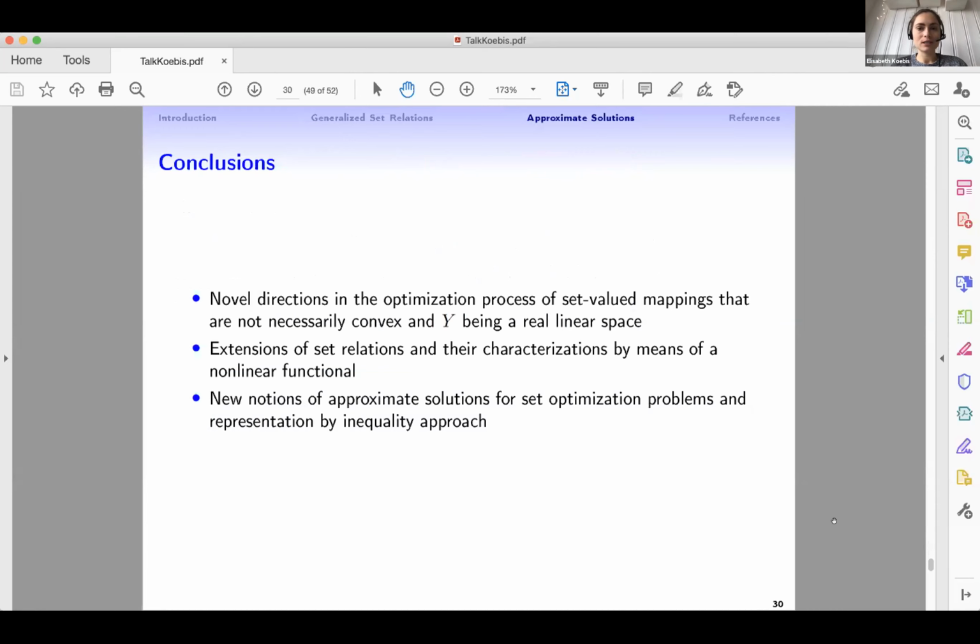Okay, and now just some conclusions. We have now given novel directions in the optimization process of set-valued mappings that are not necessarily convex, and Y being a real linear space where we did not assume any topology. We have extended our set relations and their characterizations by means of nonlinear functionals, and we've given new notions of approximate solutions for set optimization problems and representation by an inequality approach.